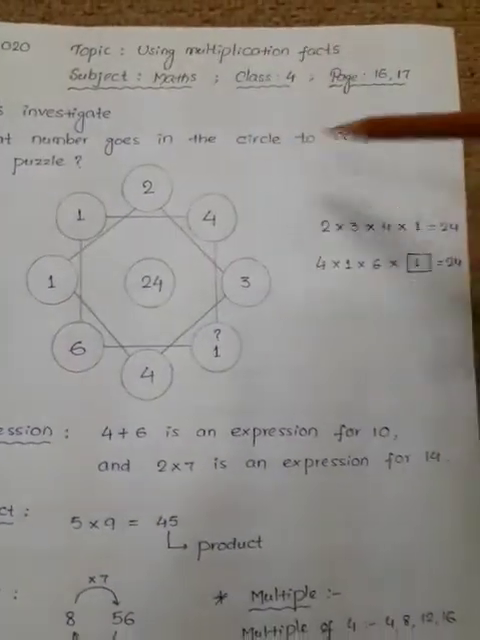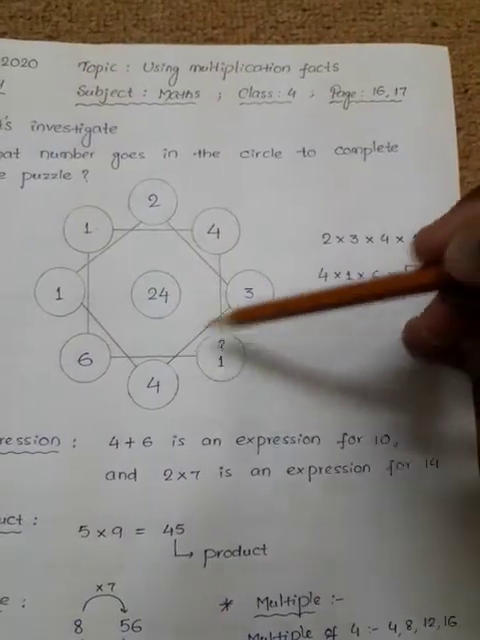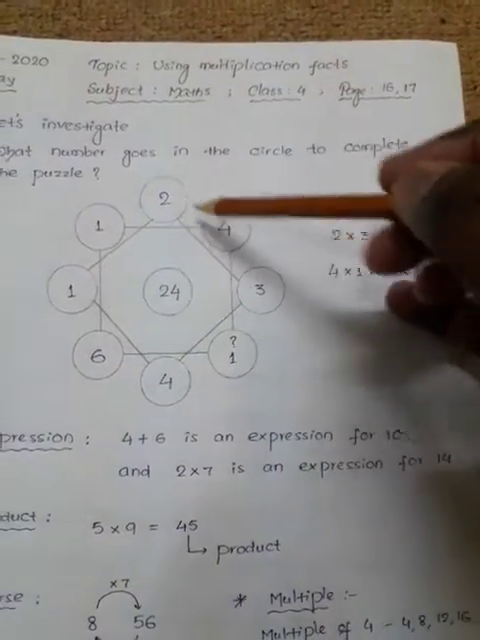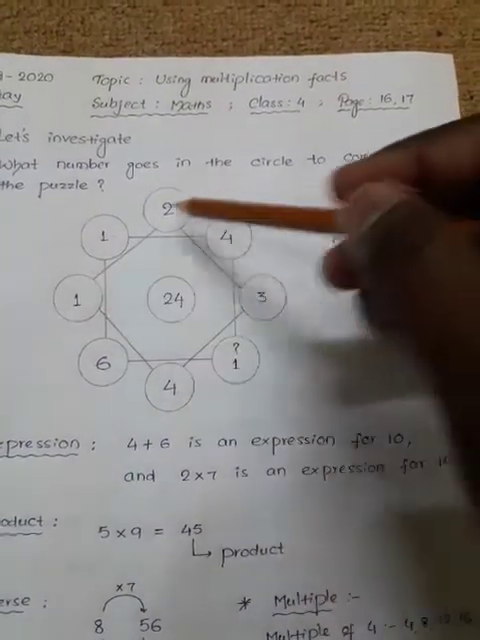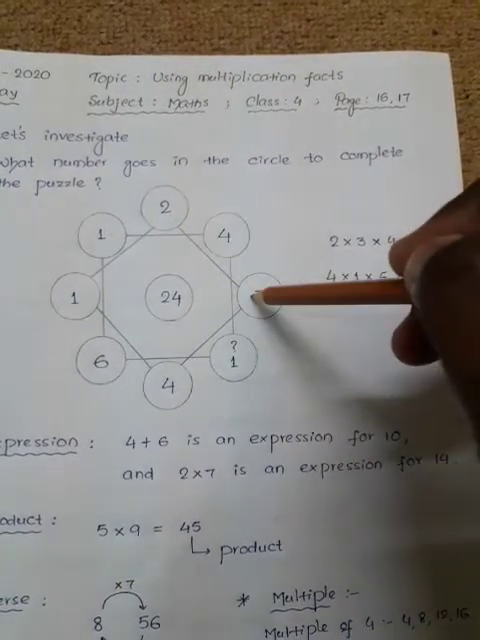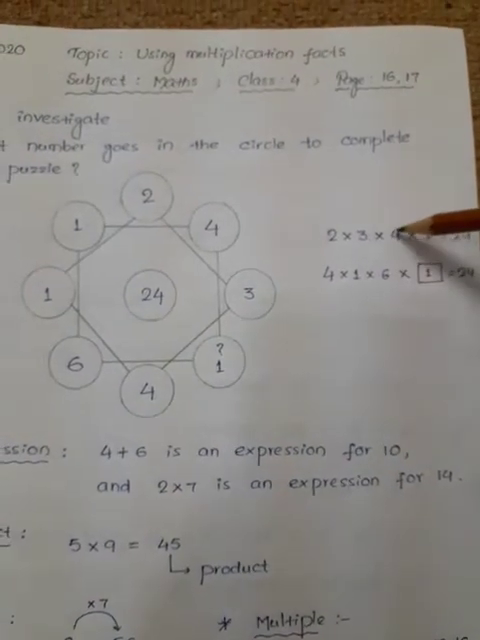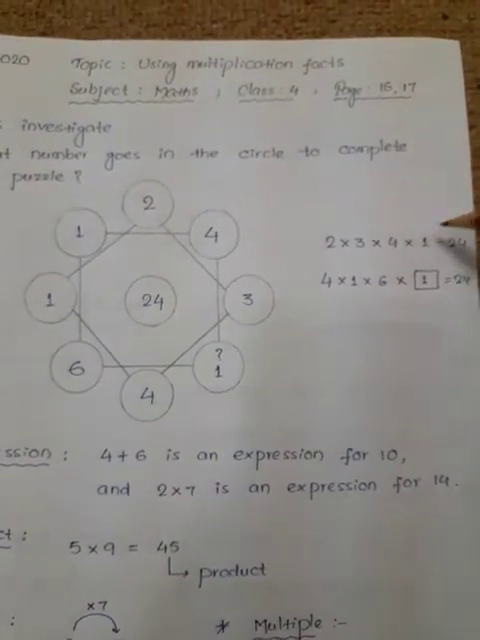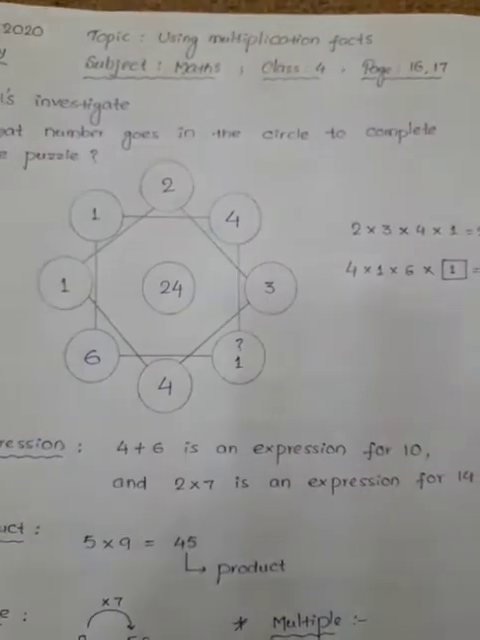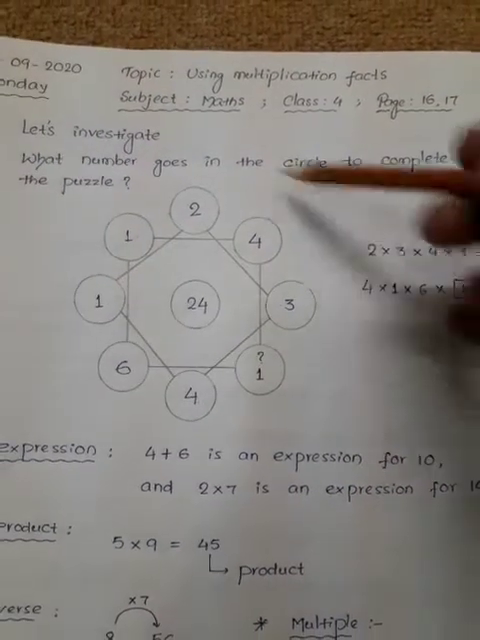When we multiply this one, so 2, 3, 4 and 1. Check it. 2 multiply with 3, how much? 6. 6 multiply with 4 is 24. 24 multiply 1 is 24. So the middle answer is what? 24. Similarly, we will find the next number.